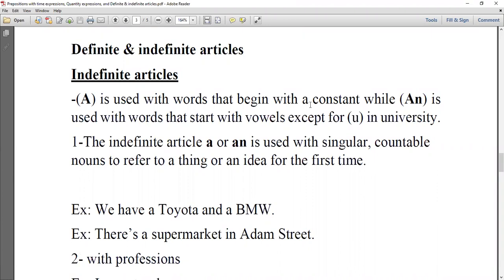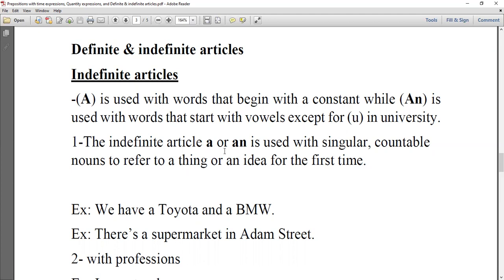Okay, so we use a with words that begin with a consonant. نستخدم ال a قبل الكلمات التي تبدأ بحرف صحيح. لكن نستخدم an قبل الكلمات اللي تبدأ بحرف علة ما عدا حرف اليو في كلمة university لازم نقول a university مو an university. So, okay.